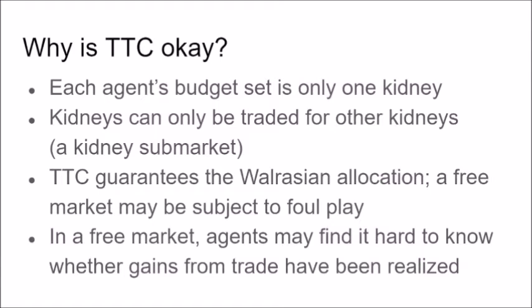Another possible reason is that the top trading cycles algorithm guarantees that we reach the Walrasian equilibrium allocation. A free market might be subject to foul play. Also, in a free market, it may be hard to know whether gains from trade have been realized. This is something that actually comes up in a lot of different contexts, but when you are in the top trading cycles system, it is easy to find out when you have found the house or the kidney that you want the most.